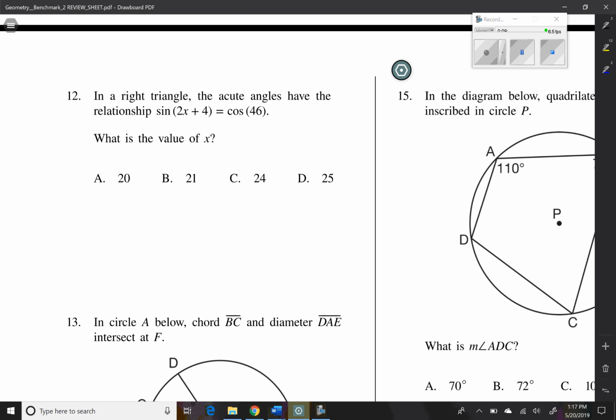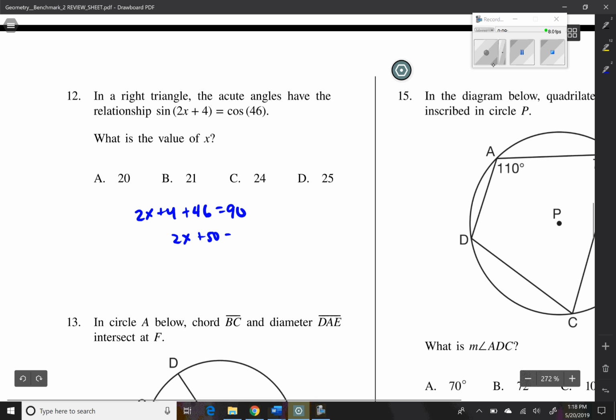Number 12 is the exact same thing. So just remembering that these two things are going to be equal to 90. I can combine some stuff up here. 2x plus 50 equals 90, or 2x equals 40, or x equals 20.